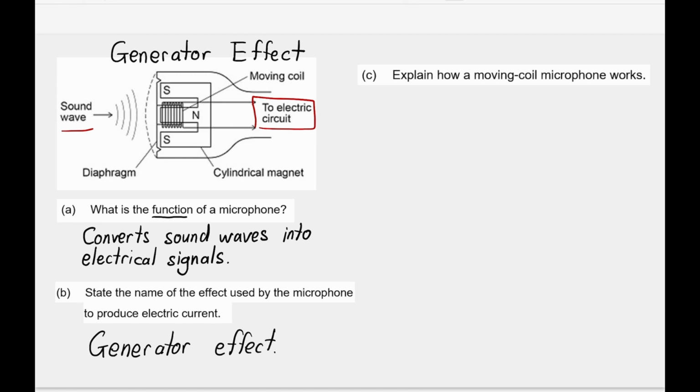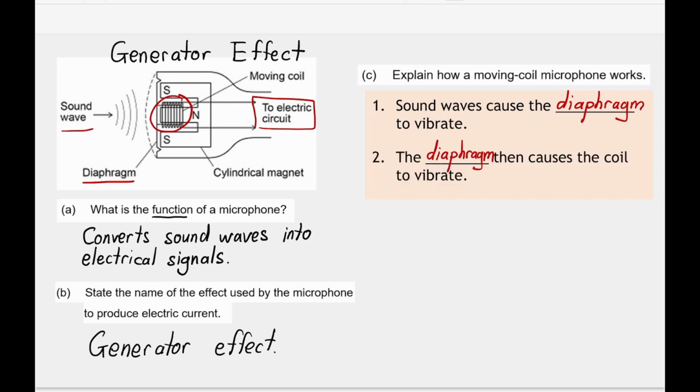Next, we've been asked to explain how a moving coil microphone works. This is the kind of question that often carries 5 or 6 marks, and we will start our answer by talking about what happens when sound waves hit the microphone. You might be tempted to say that sound waves make the coil vibrate back and forth, but there is an intermediate step involving the diaphragm. Sound waves first cause the diaphragm to move back and forth. The moving diaphragm is then what causes the coil to vibrate.